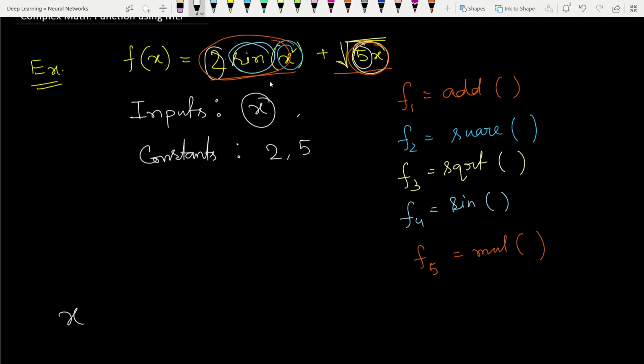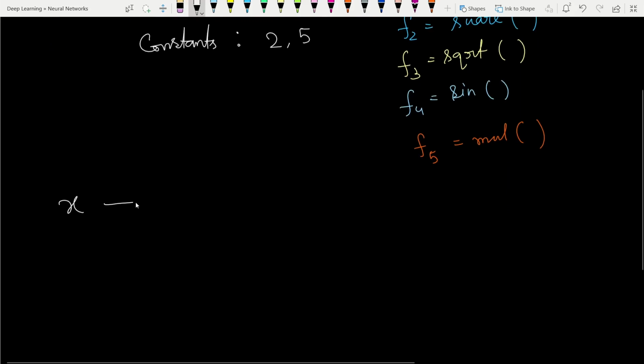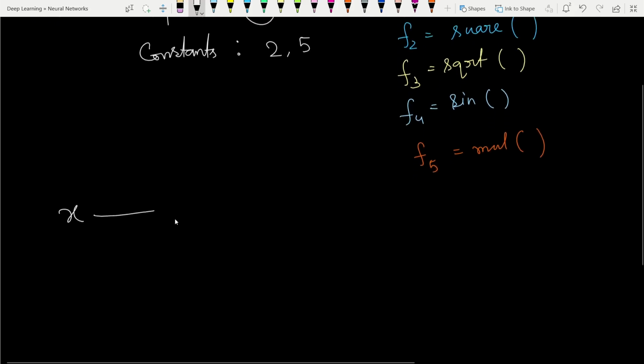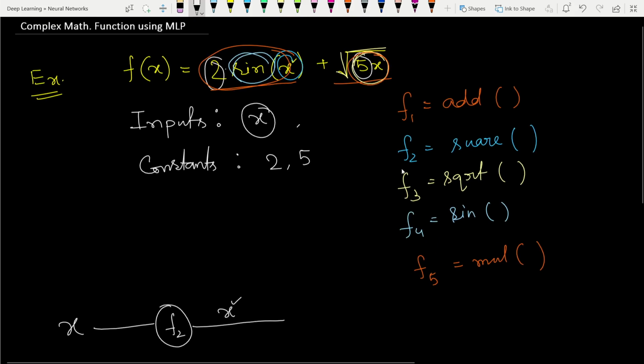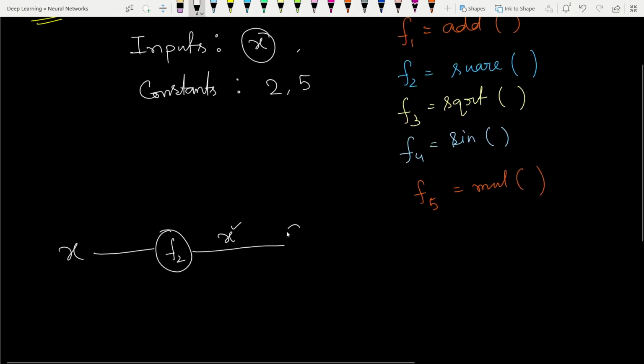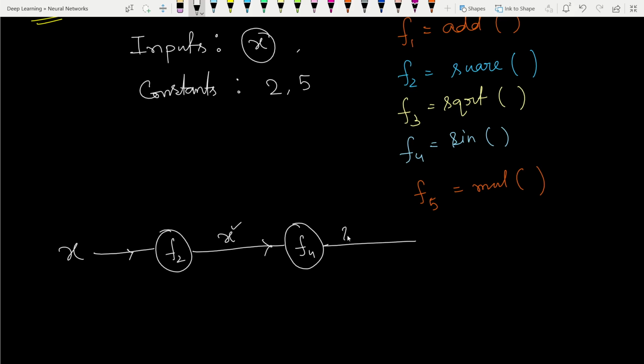Okay, so first we require x square. To make x square, what function do we require here? We require the f2 function, and the output will be x square. After getting x square, what function do we require, guys? We require the sine function, which is called f4, and the output will be the sine of x square.